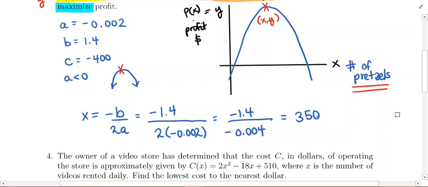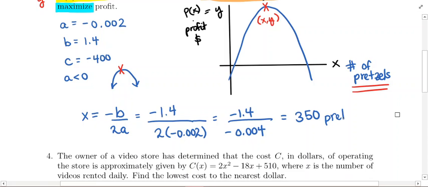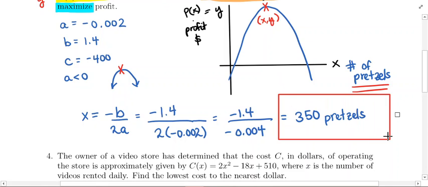Remember, you need to use units since this is a word problem. Don't just tell me 350. 350 what? Well, remember we were trying to calculate the number of pretzels. So 350 pretzels. That's the answer. We do not need to go a step further and calculate the profit because the question is only asking us for the number of pretzels.